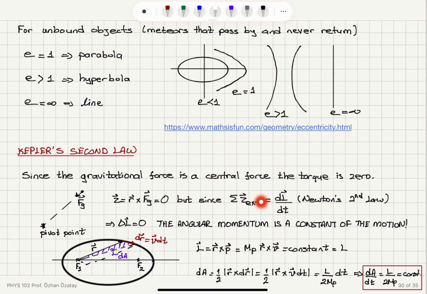But since the net external torque on a system defines the rate of change of angular momentum, that's Newton's second law, torque equals dL/dt. And for example, if you remember, for rigid objects, the angular momentum was I omega, moment of inertia times angular speed, and torque equals I alpha was Newton's second law. So if we have no torque acting on this system, then the change in angular momentum is zero. The angular momentum should be a constant of this motion.